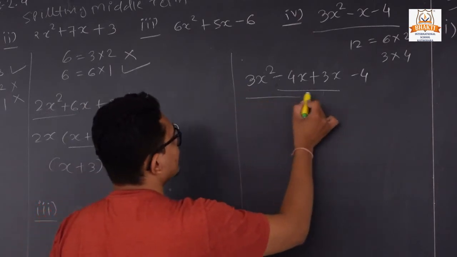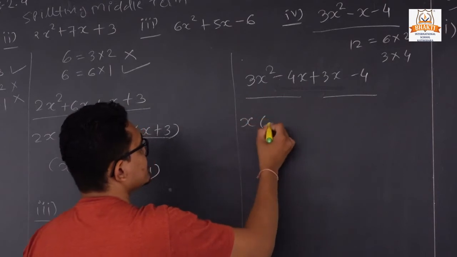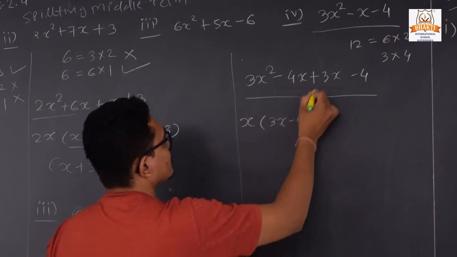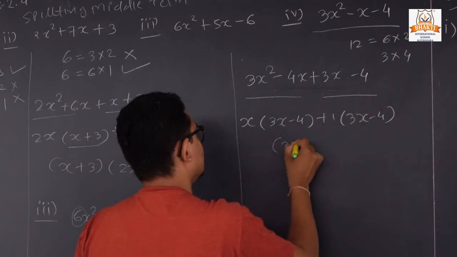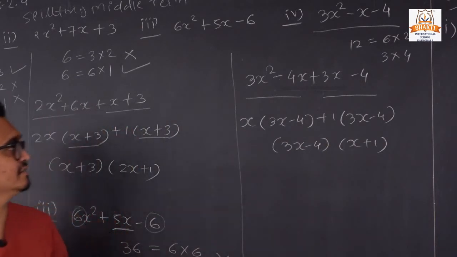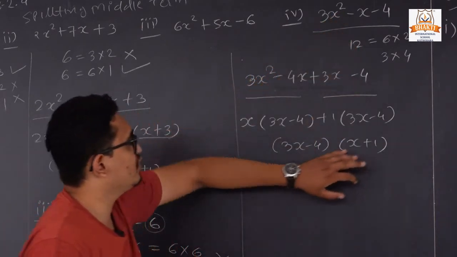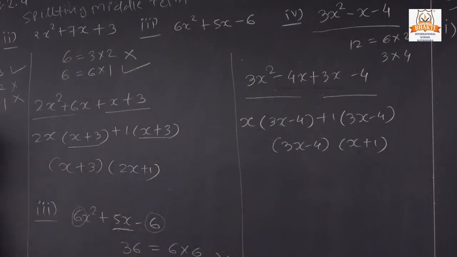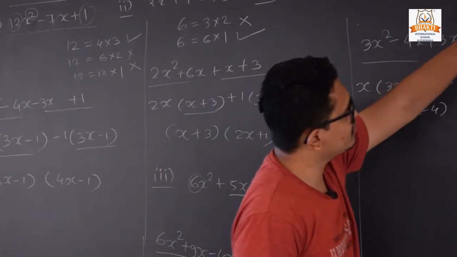Now make the pair of 2 2. So which is a common? X. So here 3x minus 4 and here 1 is a common factor. So once again 3x minus 4 and x plus 1. So for a quadratic polynomial we always have 2 factors. See that in all examples we have 2 factors. Now we are going to the next question.